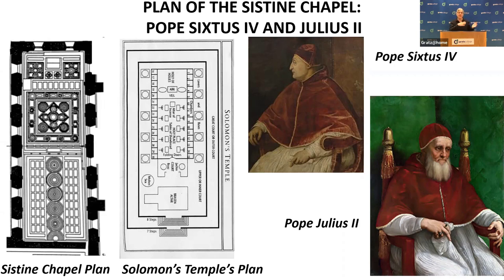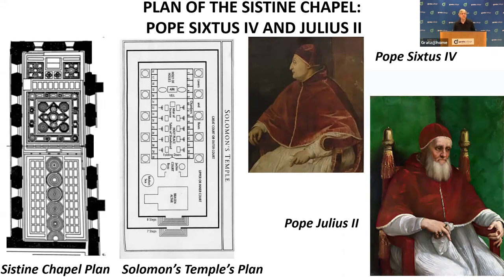Solomon's Temple is based, of course, on the biblical tabernacle, and both the tabernacle and Solomon's Temple have three basic areas, and the same three areas are seen in the Sistine Chapel. The holiest place in the temple, of course, was the Holy of Holies, where the Ark was kept, and there was a tapestry hiding that from people's view, from the priest's view. And there's also a gate within the Sistine Chapel that attempts to imitate that veil over the Holy of Holies.